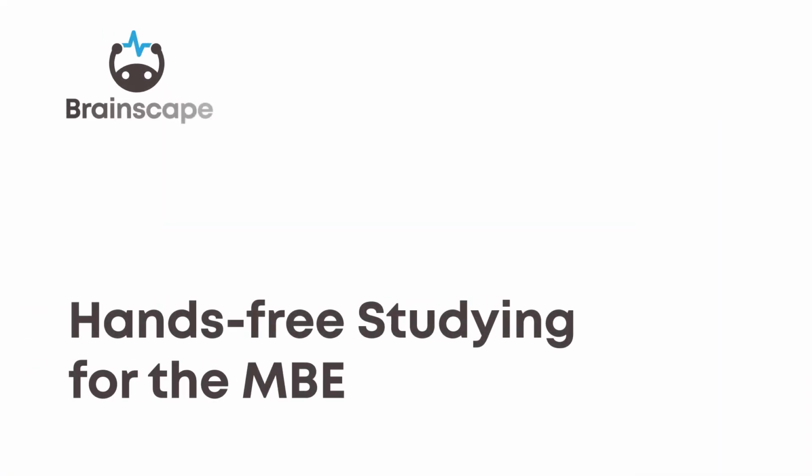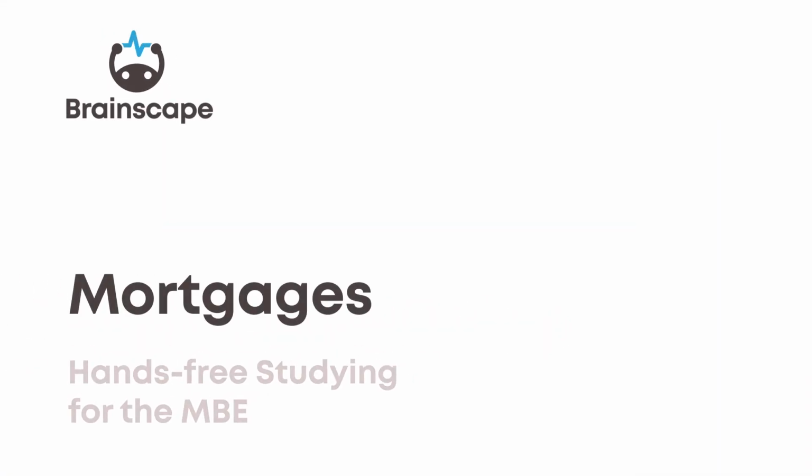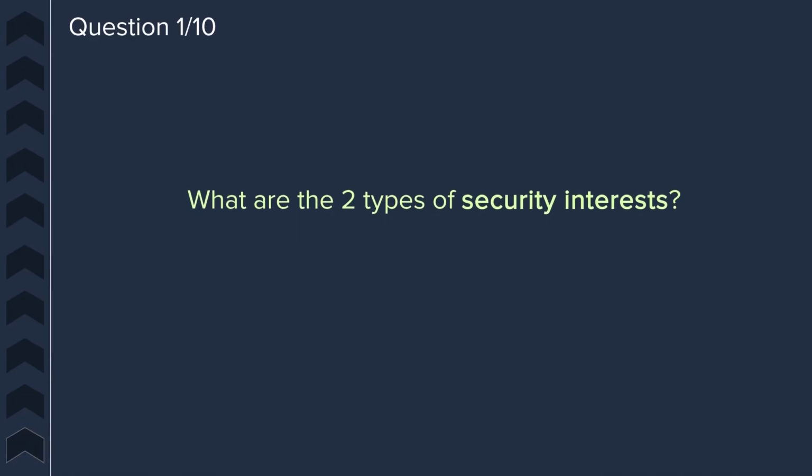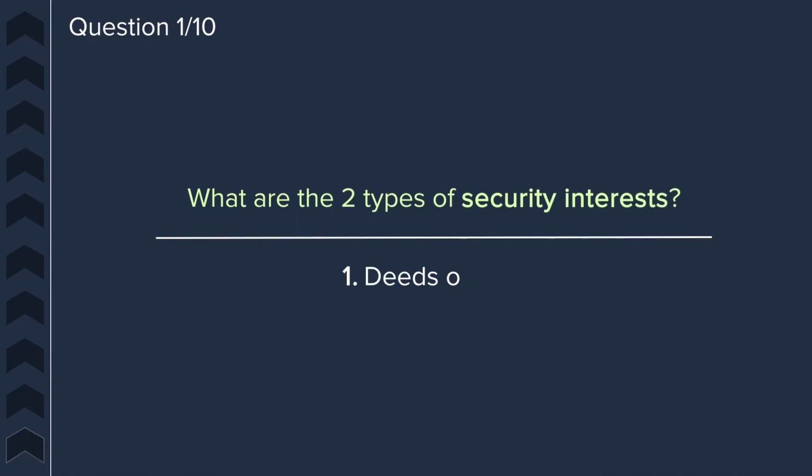These upcoming property questions cover mortgages. All right, let's get started. Question 1. What are the 2 types of security interests? Deeds of trust and mortgages.